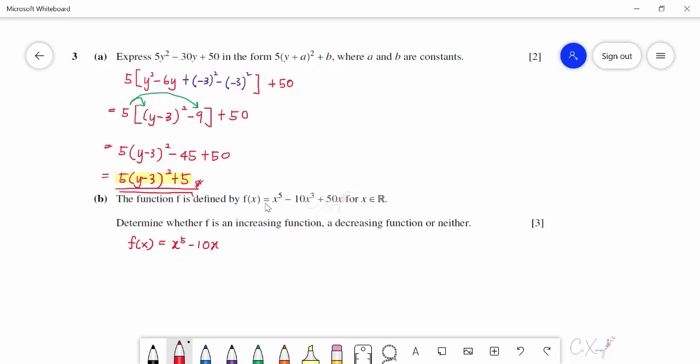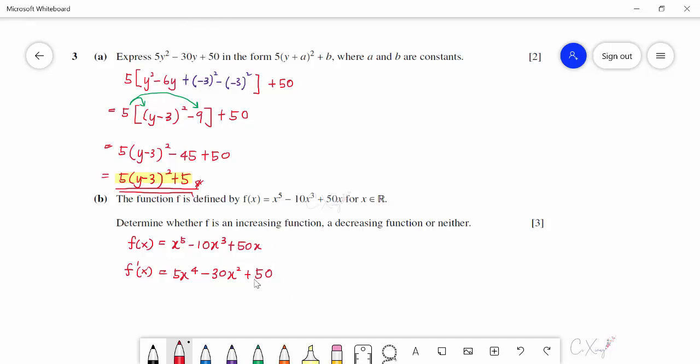Okay, then we would like to find out the differentiation for this function. So I'm going to find out the f prime x. So when I try to find the f prime x, I'm having 5x power 4 minus 30x power 2, then plus 50. Okay, and this is my f prime x. If I try to compare this equation and also the part A equation that we attempted just now, you can see that they are having the same pattern, the same coefficient. 5y squared, I'm having 5x power 4. -30y, I'm having -30x squared. And 50, I'm having 50 as well.